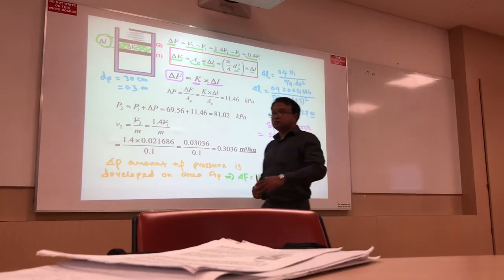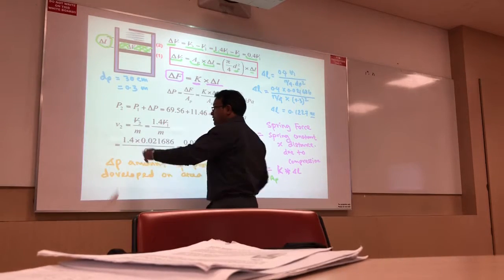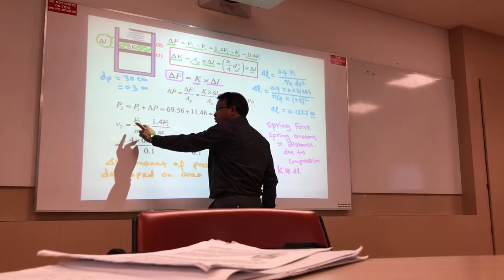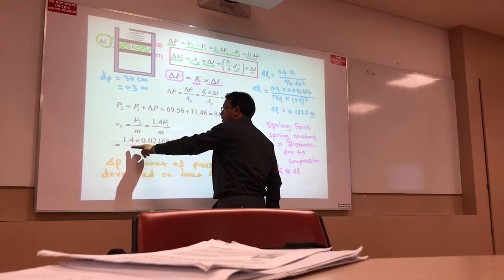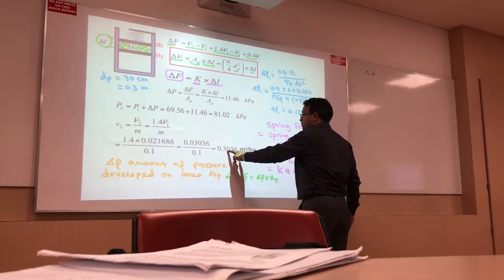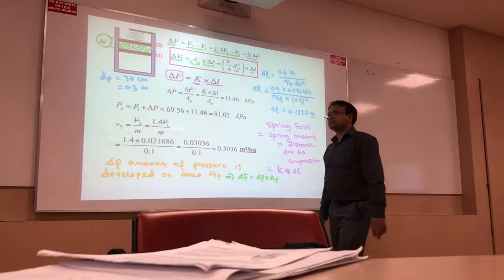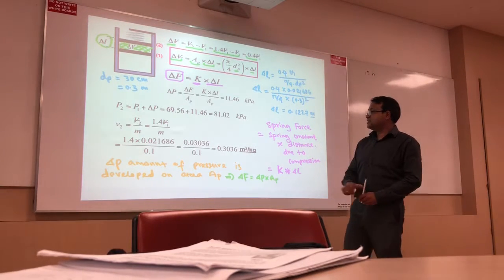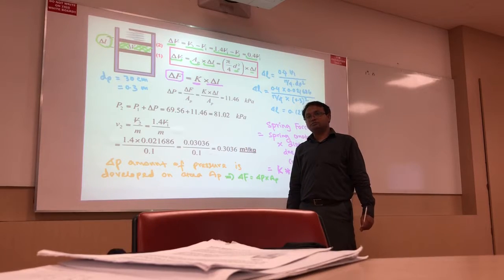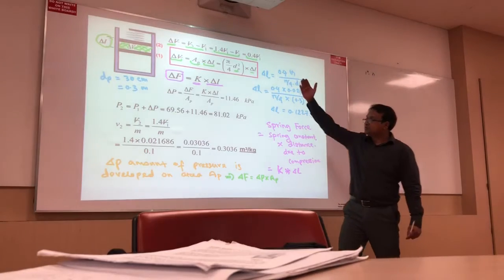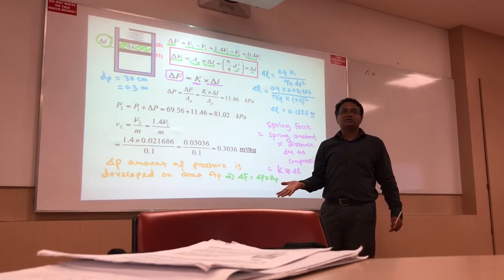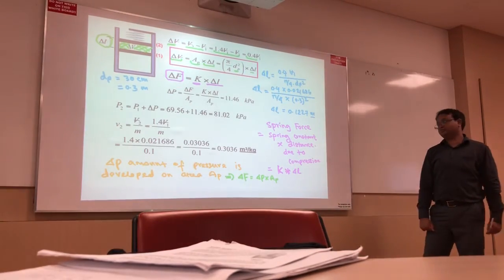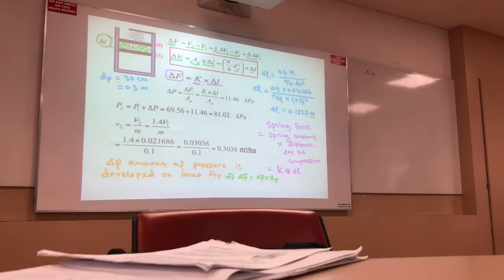Agree? Done. So what is the final specific volume? V2 is total volume by mass. Total volume is 1.4 V1. I substitute the value, I can find 0.3036 meter cube per kilogram. So this is the final specific volume. So what is the nature of the state? I know pressure, I know volume, then I can calculate final state. Easy, right? So how to do final state? I know V2, this value. So what is the final pressure?